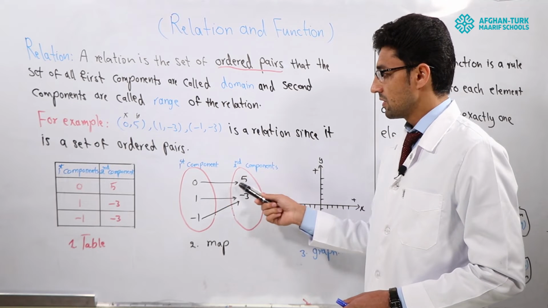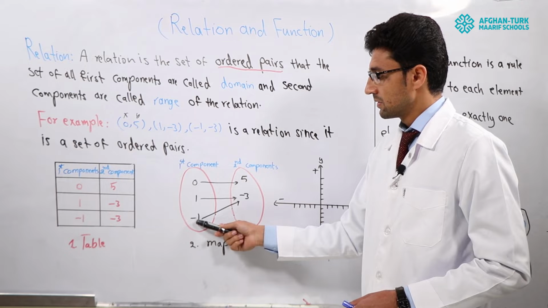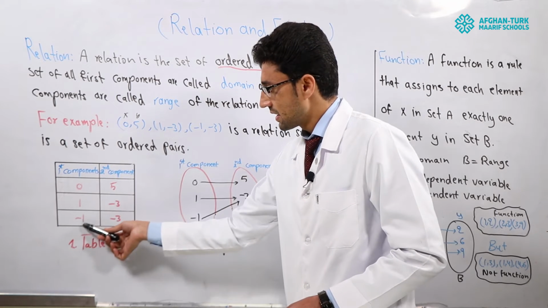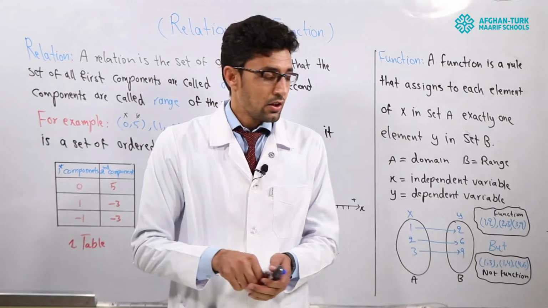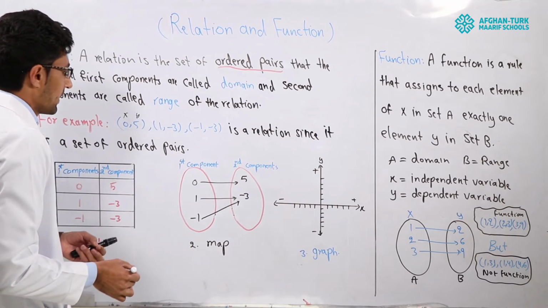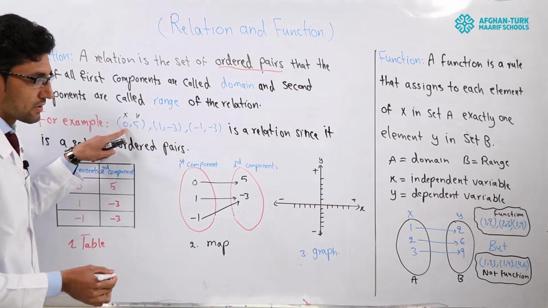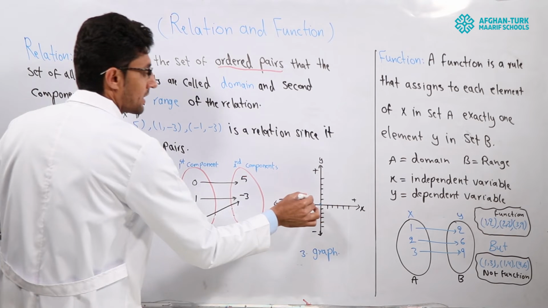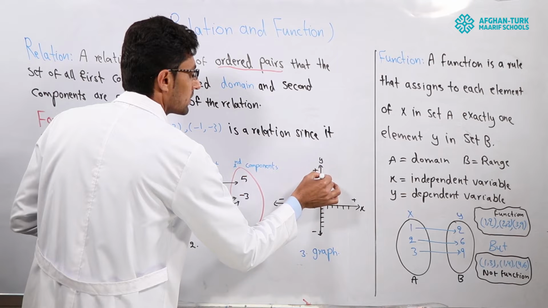In the map, 0 is related to 5, 1 is related to minus 3, and minus 1 is also related to minus 3. And here, we can show it on the graph. Okay? So what is this? First, x is 0. So this is 0. And what is the value of y? It is 5. 1, 2, 3, 4, and 5.